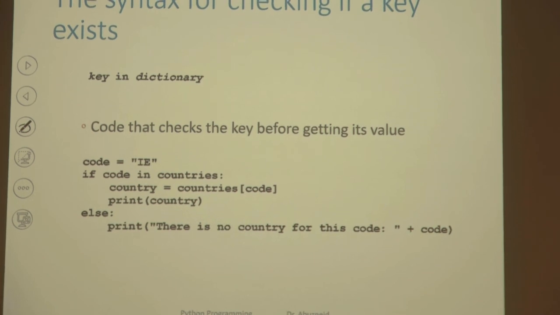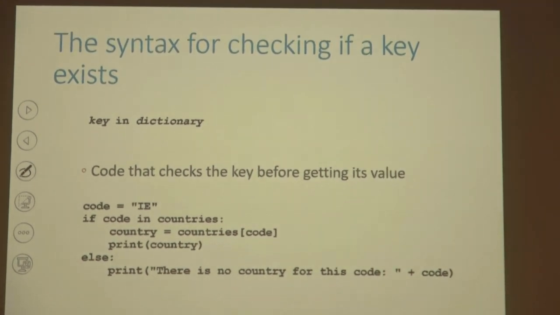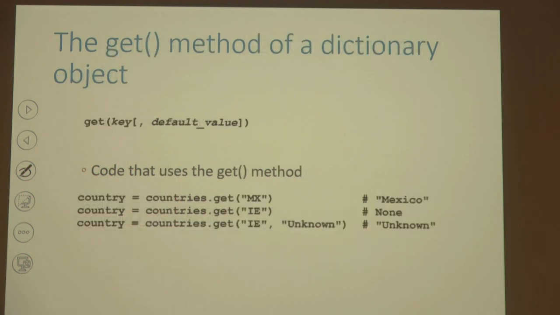So in working with dictionaries, what is something that you always have to do? You have to check if the key exists, right? For that, it's very simple: you use the if statement again. If code in countries, then do whatever you want. How can you loop through?